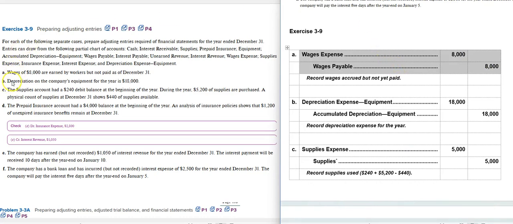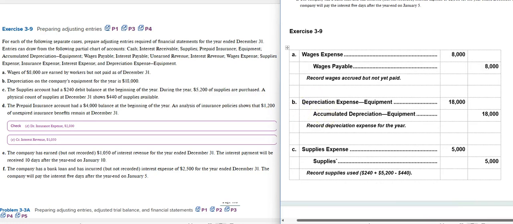The second adjusting entry, depreciation on the company's equipment for the year, is $18,000. Depreciation is simply the expense incurred as we use our long-term assets to help us earn revenues. That means the company has incurred an expense that hasn't been recorded. $18,000 worth of property, plant, and equipment was used. Okay. In this example, it was the equipment. We are going to be debiting depreciation expense for the $18,000.